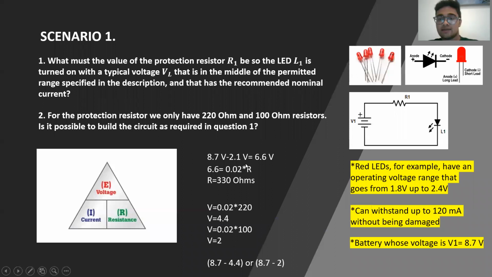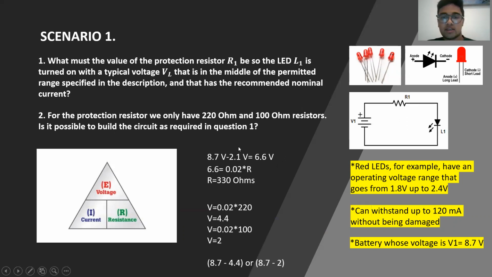Then, to get the value of the resistor R1, I also used Ohm's law: V equals current times the resistance. So it's 6.6 equals 0.02, where I converted 120 milliamps to amps, times the resistance. So we do the calculations and we have the resistance in R1 is 330 ohms.